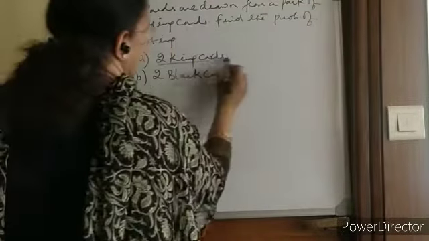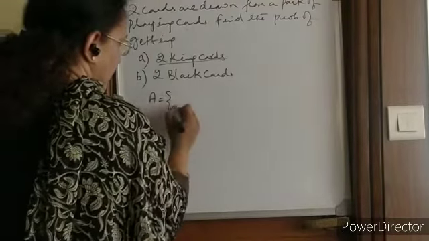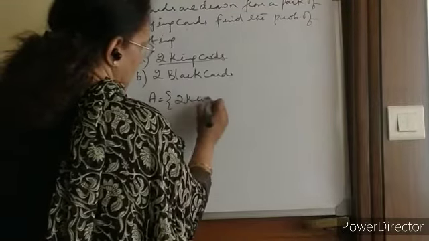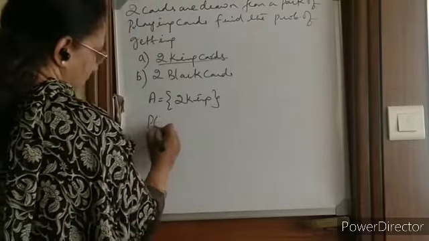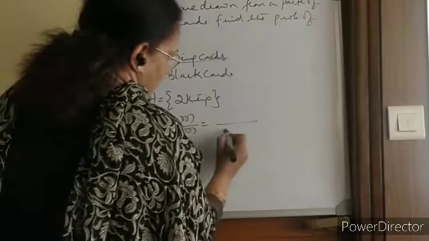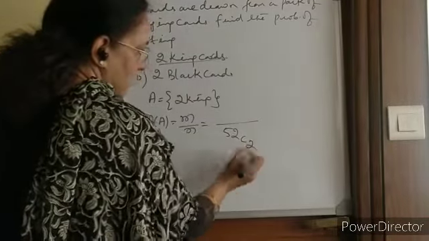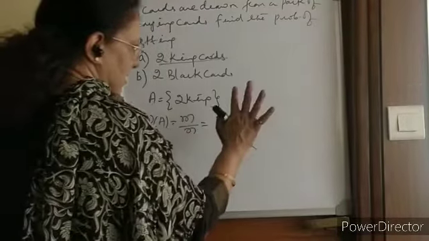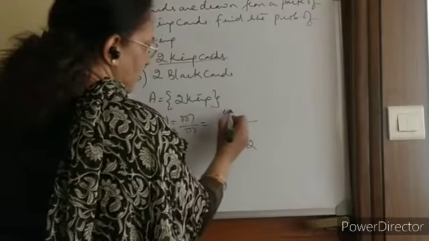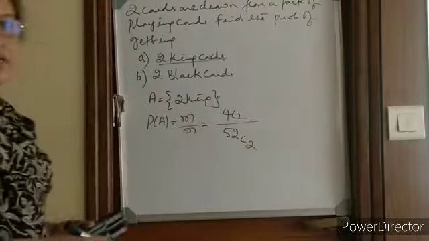Now here you see 2 king cards. So A is the event of drawing 2 king cards. So probability of A, M by N. Out of 52, you are now drawing 2 cards, so the number of possible ways is 52C2. How many king cards are there? 4 are there. Out of 4 you are drawing 2, so it becomes 4C2. Of course, this you will have to simplify later on.